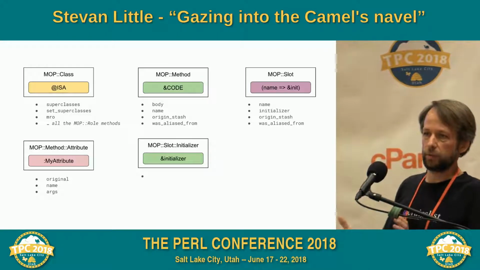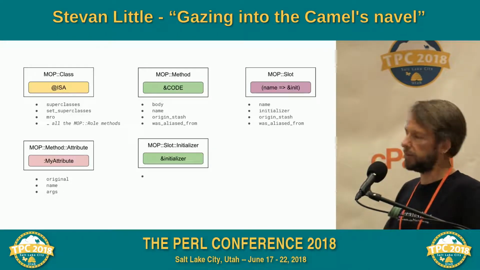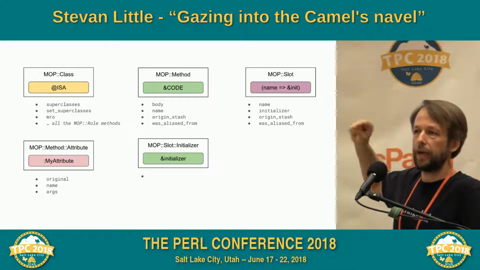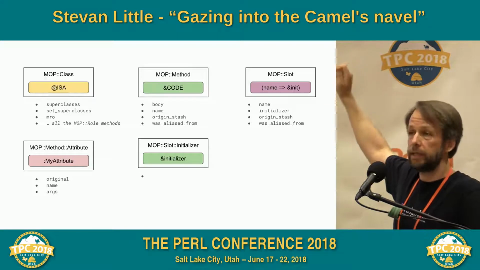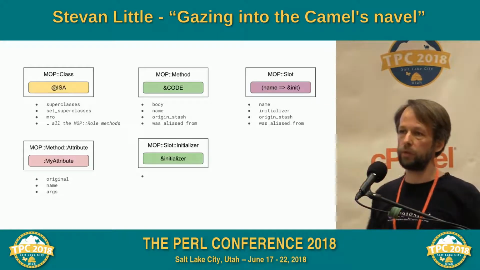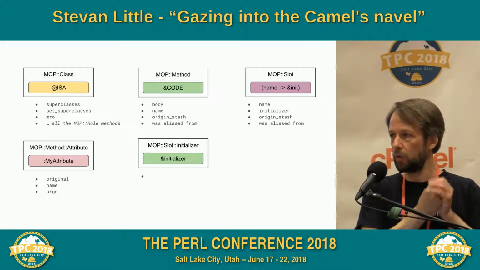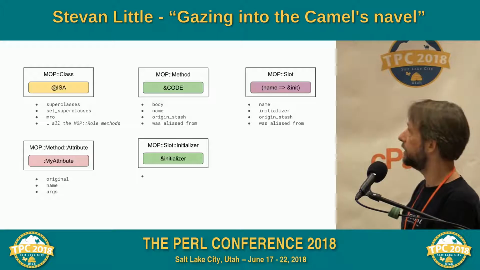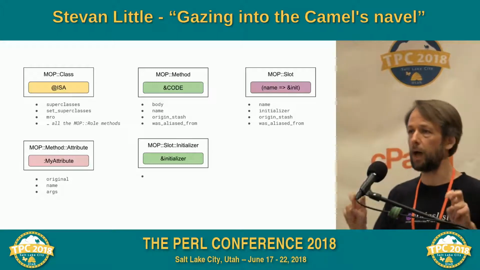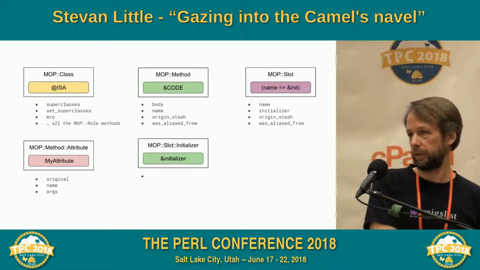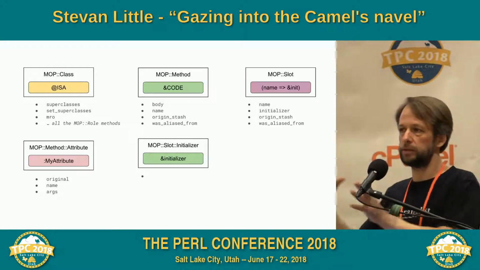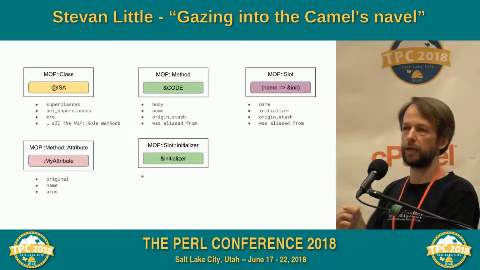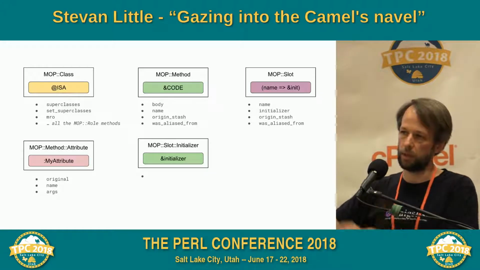Next is mop slot. It's actually an array reference, which is the way it's stored, with the name and then the initializer, and those are fairly obvious methods in the origin stash, and was aliased from actually will ask that of the initializer. And this is how we know whether you've inherited slots or whether the slots were defined inside your class. If they were defined inside your class, then your initializers will have a comp stash that points to that particular package. If they were initialized somewhere else or brought in from a role or composed in from somewhere, then that comp stash will refer to a different package. So that's how we know where these things come from.